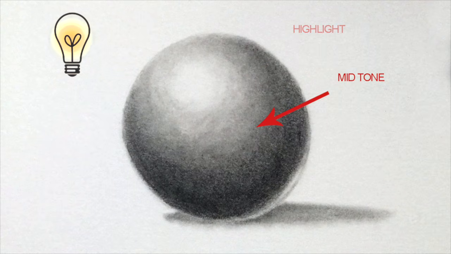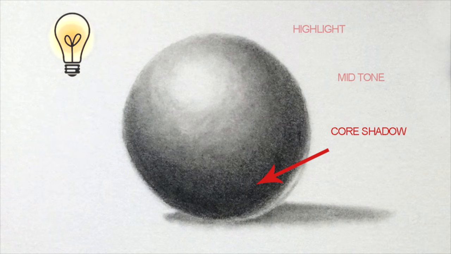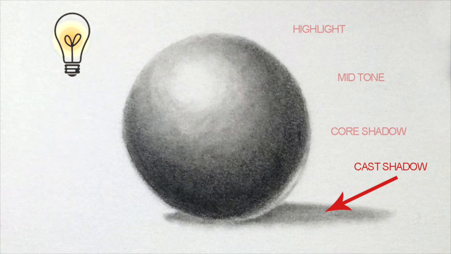Then you have the midtone, which is basically an area of middle value. Often the midtone is the local color of the object. Then there's the core shadow, which is the darkest area on the object. Then behind and underneath the object, we have the cast shadow. Cast shadows are locations of darker value that result on surrounding objects or surfaces. Light is blocked from reaching these areas completely because another object is reflecting much of the light away.